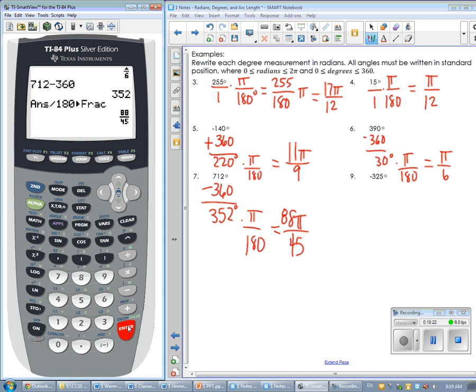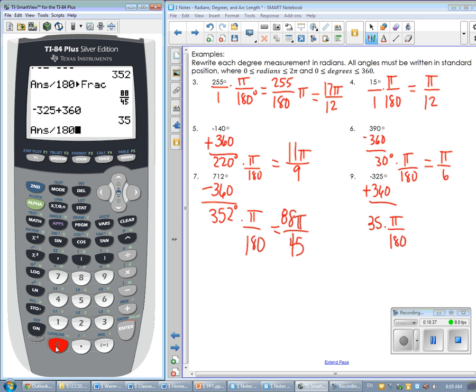Don't worry if your fractions look kind of crazy. This one I'm going to add 360, so negative 325 plus 360. We get 35 degrees. When I multiply by pi over 180, I'm just going to divide by 180 and change it back into a fraction.